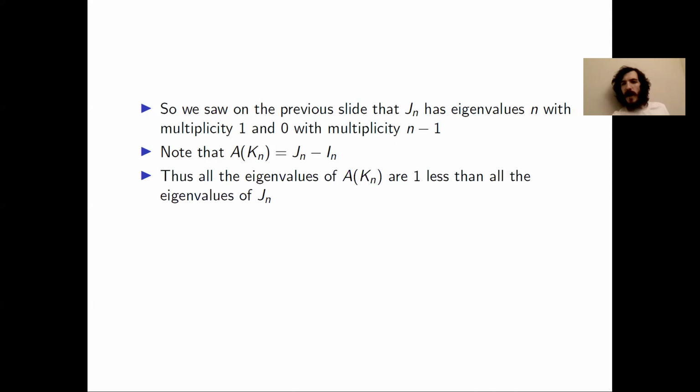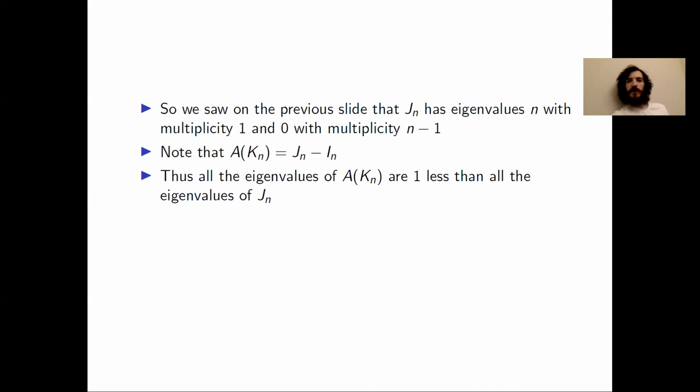Note that J minus I is the same as J minus 1 times I. So we can conclude that all of the eigenvalues of the adjacency matrix of the complete graph of order n are 1 less than all the eigenvalues of J. And we already found the eigenvalues of J.